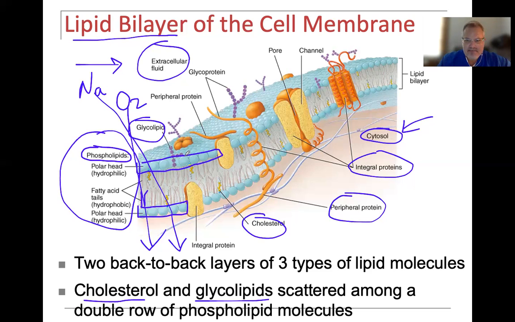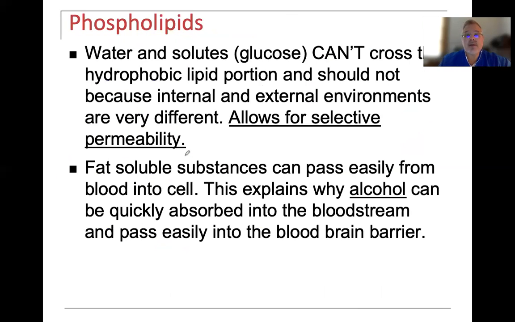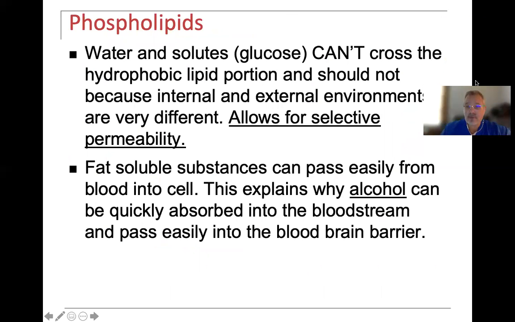Okay, let's see what else we have here. So that is your lipid bilayer right there. And then there's your glycolipids, there's your cholesterol. The phospholipid portion: water and glucose cannot cross the hydrophobic lipid portion, and it shouldn't, right? Because the internal and the external environments are very different. So it allows for this selective permeability.